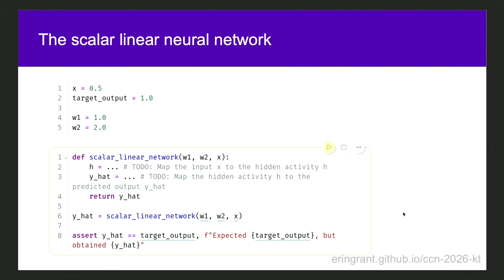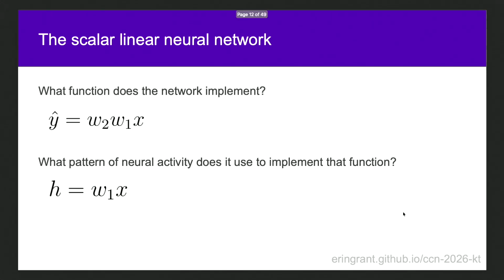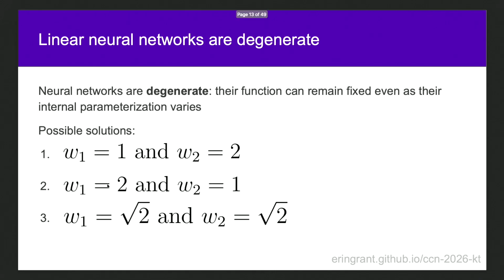So let's assume we have implemented this. We can ask two questions. The first one is, what function does this network implement? And the second one is, what pattern of neural activity does this network use to implement the function? So we have once the network function and once the hidden representation. And there, if we look a little bit, it becomes very obvious that neural networks are very degenerate. The function that we want to implement and the parameterization that we use are not one-to-one.